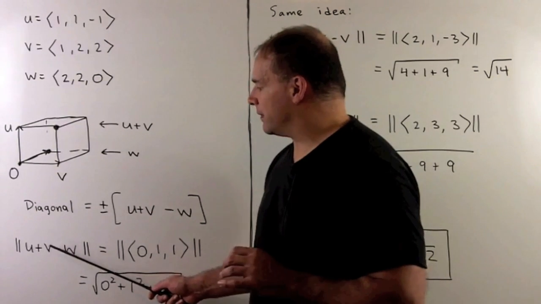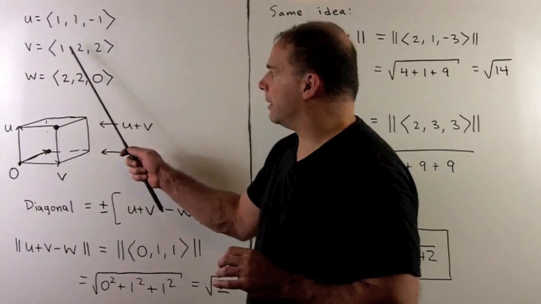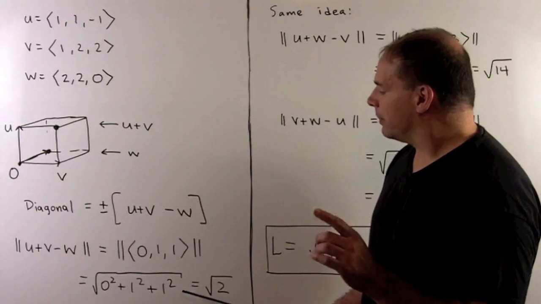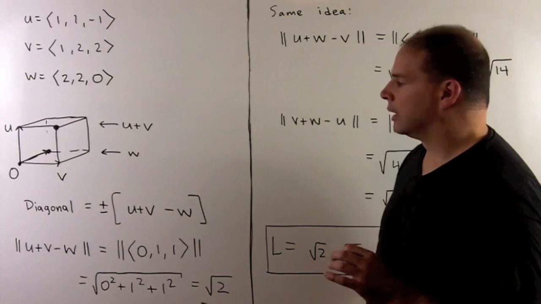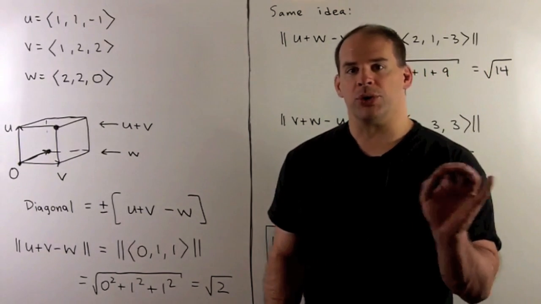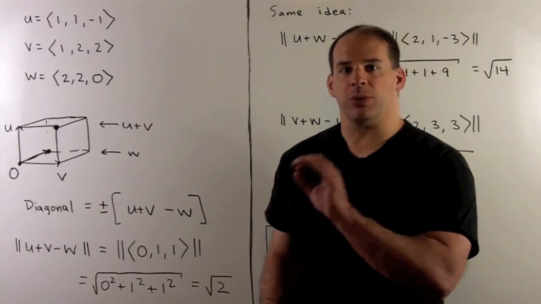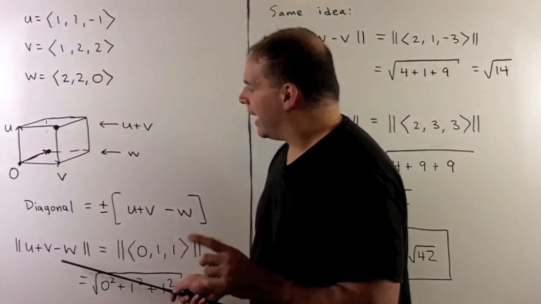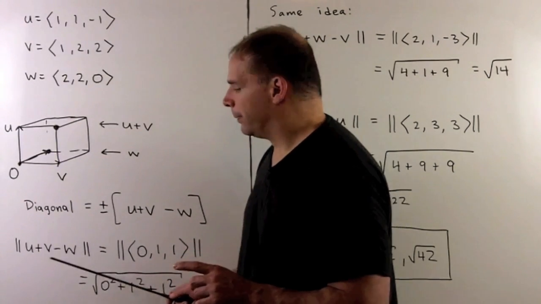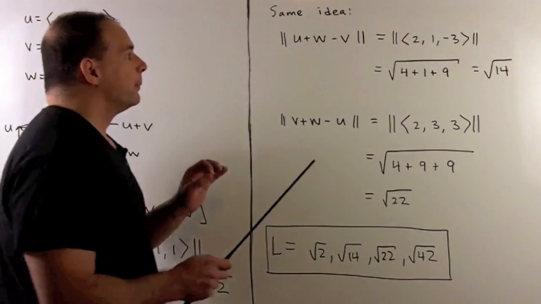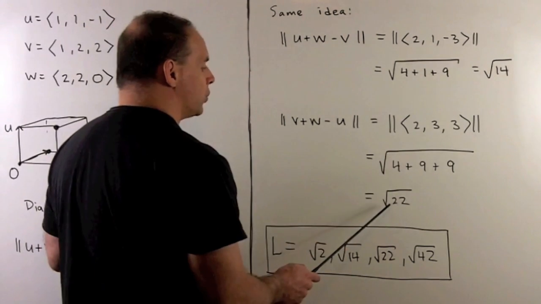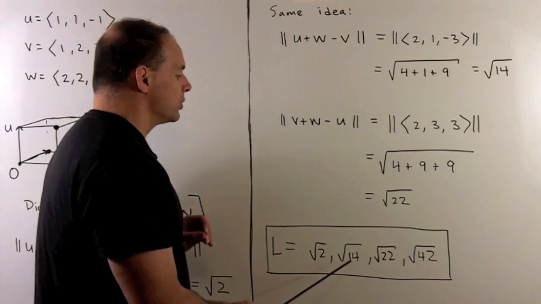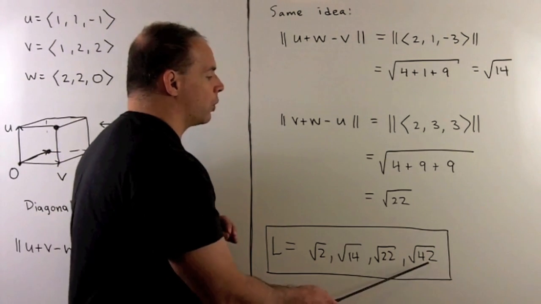If I take the length of u plus v minus w, that gives us the vector 0, 1, 1. I take its length, and we get square root of 2. Now, for the other 2 diagonals, same procedure, we just change the order of the u, v, and w. So we'll have u, w, and v, and v, w, and u. When we work those out, we get a square root of 14 and a square root of 22. So the lengths of our 4 diagonals are going to be square root of 2, square root of 14, square root of 22, and square root of 42.